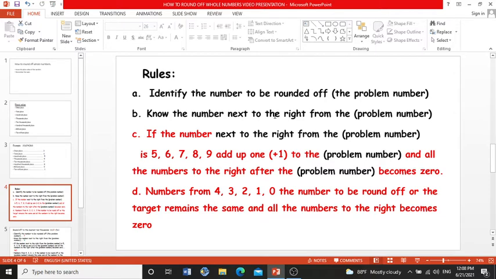Okay, let's move on. The next thing to remember is to know the number next to the right from the problem number. Okay? Know the number next to the right. Remember, next to the right, not after. Okay. So, before I move on, let me give some examples first so that you'll understand better.